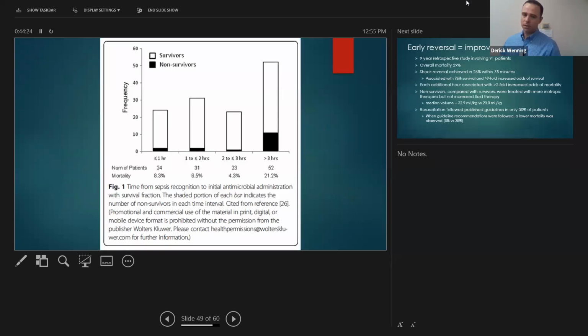What I want you to notice in this picture is not necessarily the black line that goes up, but look at the percentages of mortality. Look at the number of patients with greater than 3 hours. There were 52 patients who had a greater than 3-hour delay. They had a 21% mortality. So they lost a fair amount of those patients in that group.